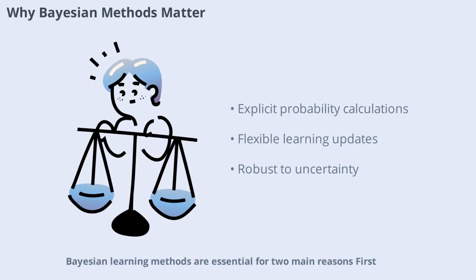Bayesian learning methods are essential for two main reasons. First, algorithms like the naive Bayes classifier use explicit probabilities to solve real-world problems efficiently. Second, even algorithms that don't directly use probabilities can be better understood through the Bayesian lens. This perspective helps us see the underlying assumptions and strengths of various machine learning approaches. By incrementally updating the probability of a hypothesis with each new example, Bayesian methods offer flexibility and robustness, making them invaluable in uncertain or evolving environments.